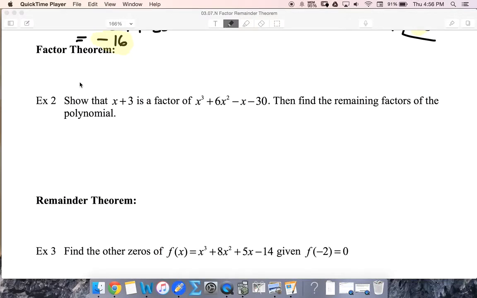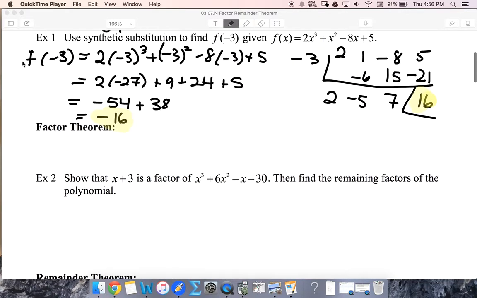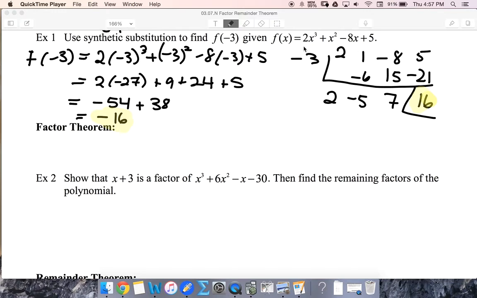All right, so in our last video, we talked about how if we evaluate a function at a value, it's the same as finding the remainder. So here we used synthetic division and got a remainder of 16, which told us that f of negative 3 is equal to 16. But since f of negative 3 had a remainder, then x plus 3 is not a factor. So let's think about what it would take to have a factor.